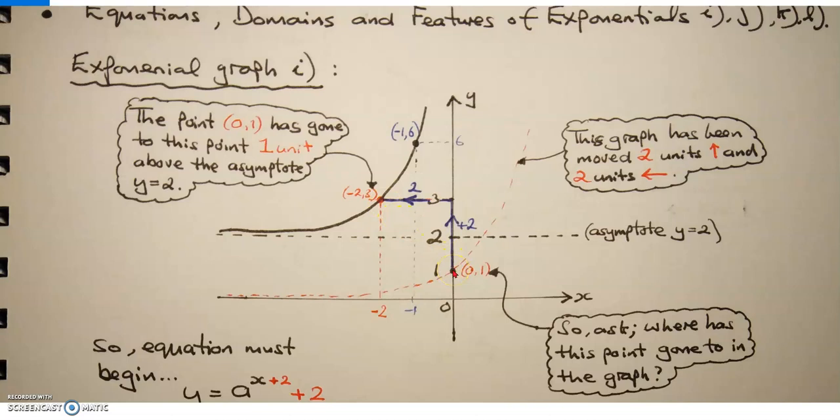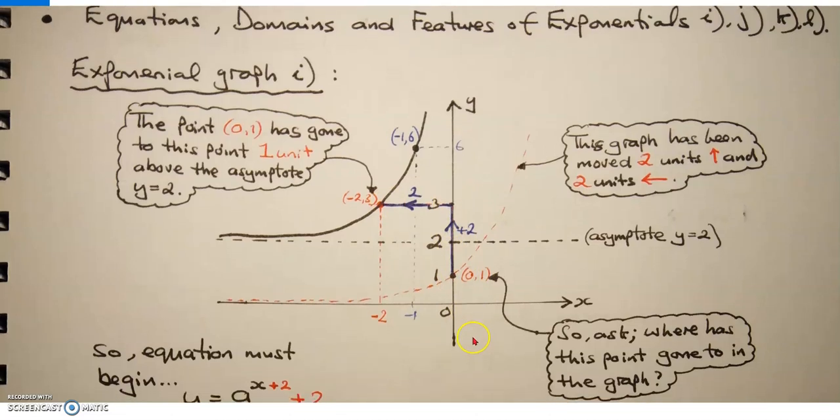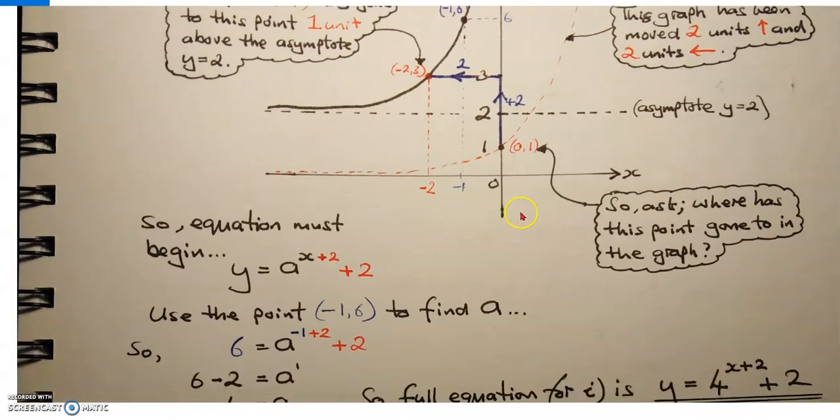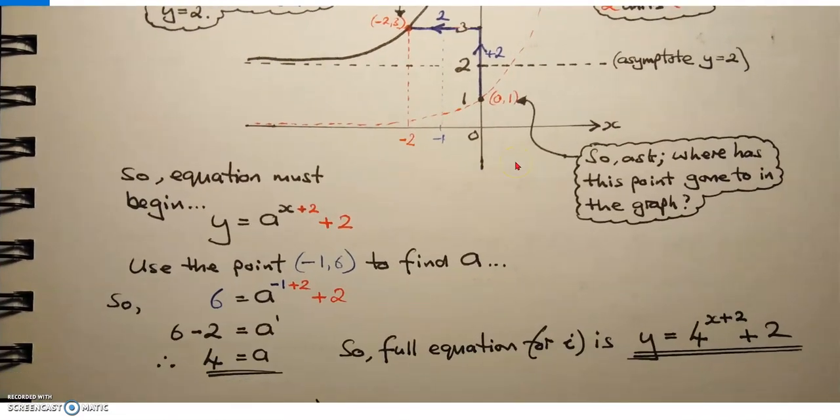Obviously the original exponential must have gone 2 units up, from 1 to 3, and then 2 units that way, to minus 2. So we know now that there's been a horizontal shift of 2, but there's been a vertical shift of 2 as well. If we know those things, we can then begin to build up the equation of the exponential.